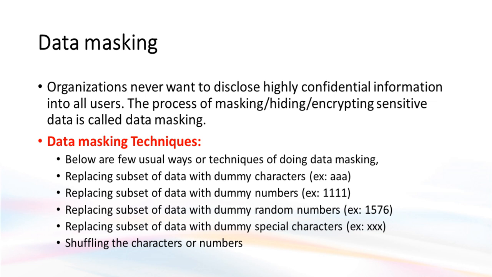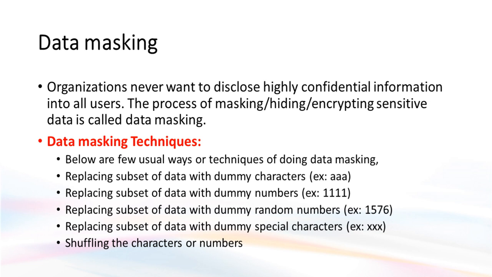So there are two areas where data masking comes into the picture. For example, here I have given a few techniques. For example, replacing a subset of data. Say I have some data in a field and I want to replace it with some other characters, let us say AAA. The exact value will be different, but I'm just showing replacing the value with some value. Or we can replace the data with some dummy numbers. Or sometimes we can provide the data as random numbers.